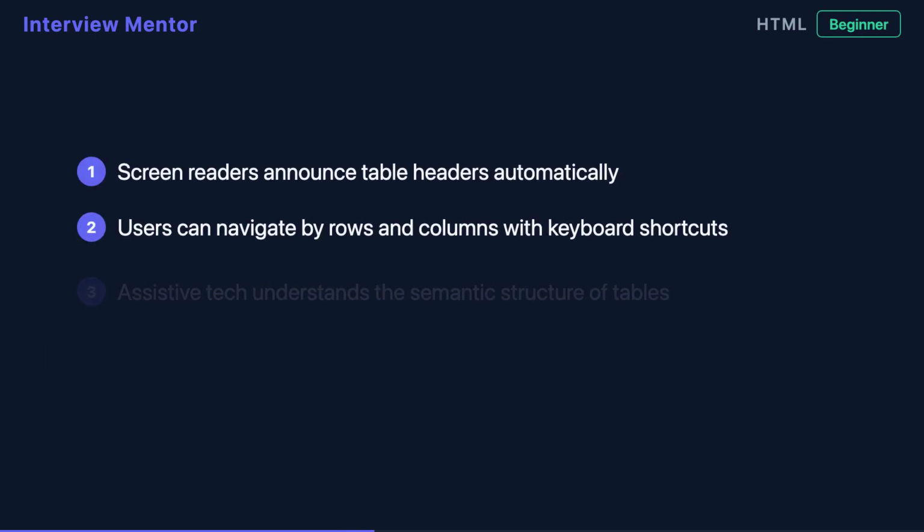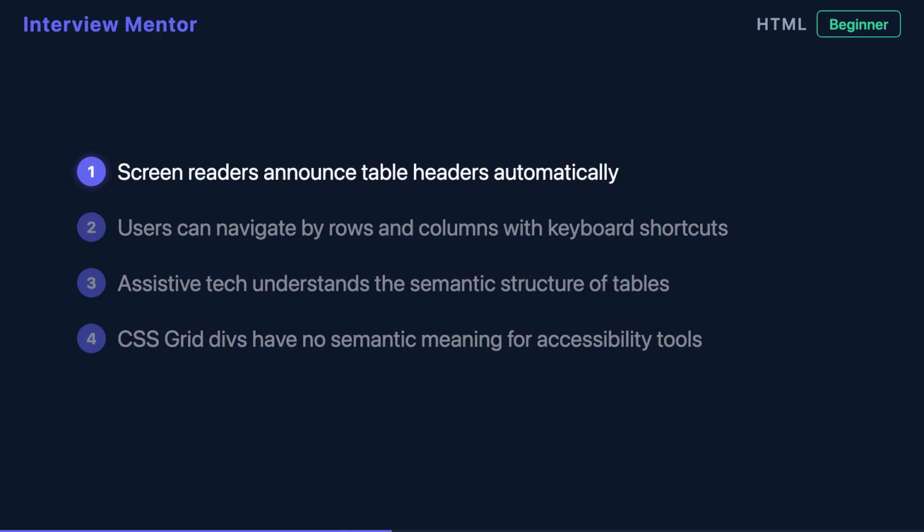Tables have built-in accessibility benefits. Screen readers announce table headers, navigate by rows and columns, and understand the semantic structure. This helps users with disabilities comprehend data relationships. CSS Grid has no semantic meaning, it's purely visual. So assistive technologies treat it like any other div.